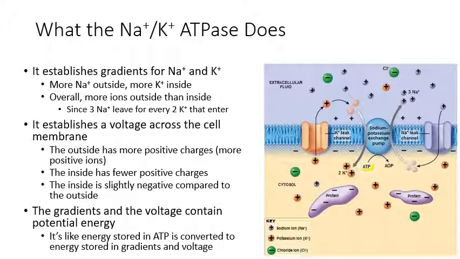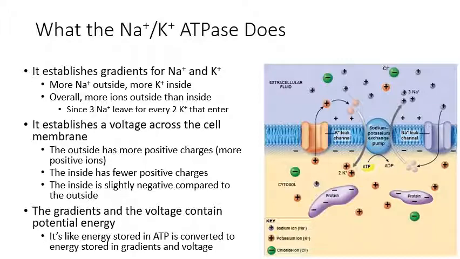And between that voltage and the ion gradients, the concentration gradients that you're establishing, you're actually basically treating the cell like it's a battery. So the voltage across the cell membrane has energy stored in it. The concentration gradients for sodium and potassium have energy stored in them. So it's almost like you're taking energy that was stored in ATP and using it with the sodium potassium pump to convert that energy into a voltage across the cell membrane and into concentration gradients for sodium and potassium that also store energy.